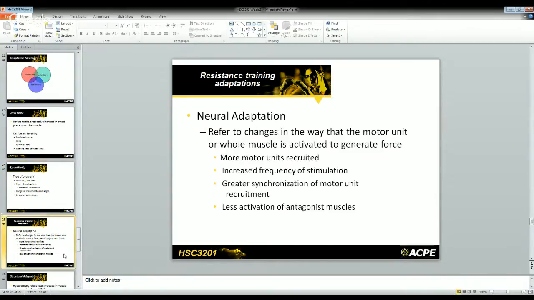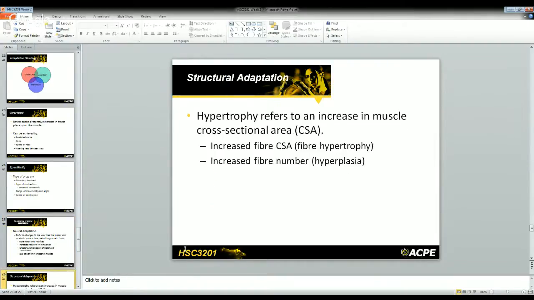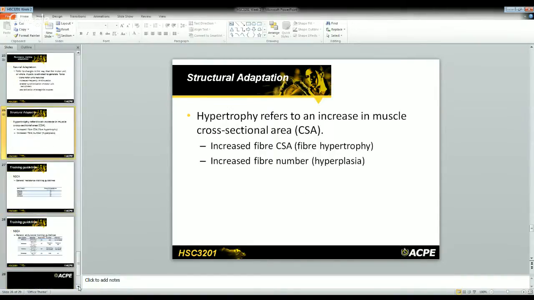Now when we look at our resistance training, neural adaptation is all about the coordination patterns. Structural adaptation is hypertrophy or the cross-sectional area. Hypertrophy is increasing the size of the muscle. Hyperplasia is when a muscle fiber is torn, damaged, and breaks, and you end up with a greater amount of muscle fibers. They're the two main structural adaptations that can or do occur.